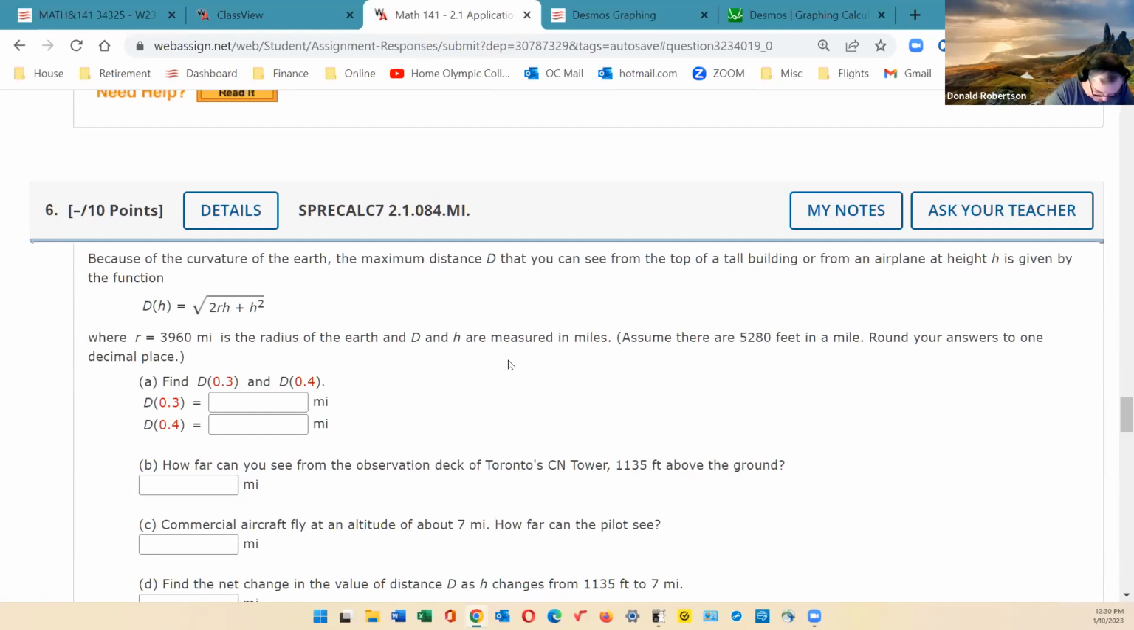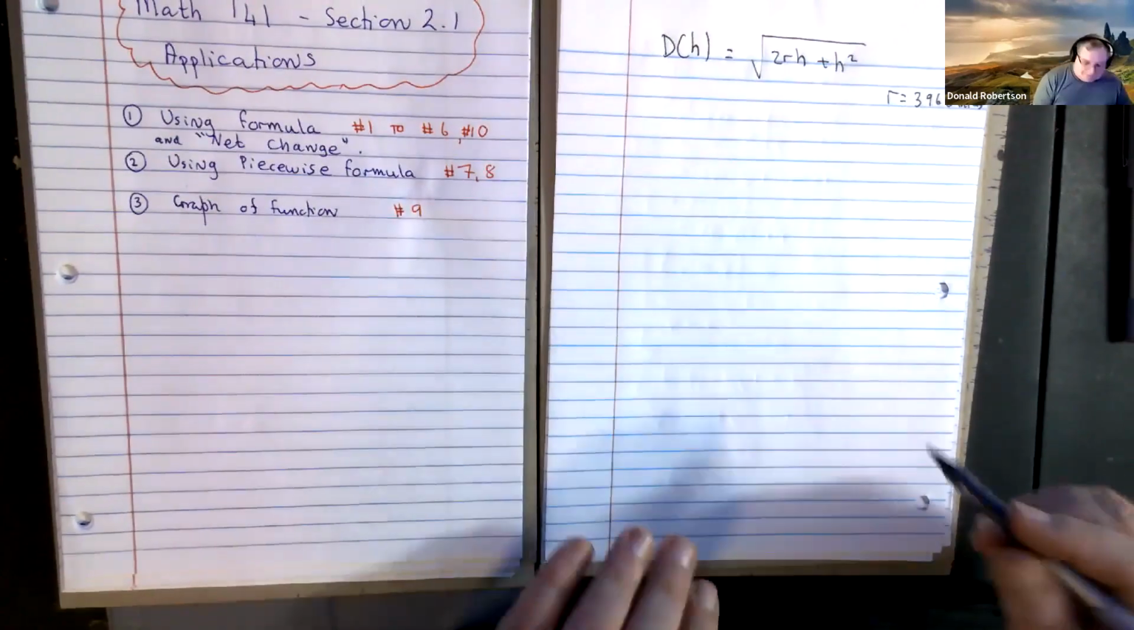And r is a fixed number. It's the radius of the Earth, which is 3,960 miles. So if you didn't know that, you now do. And h is the height at which you are measuring to the horizon. So let me jump over and do a really, really poor picture because I'm not an artist.